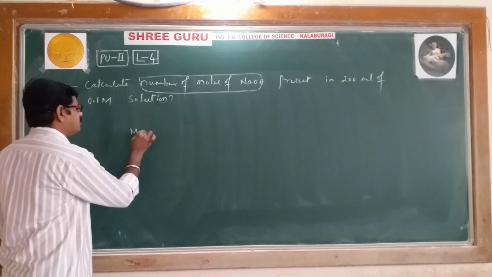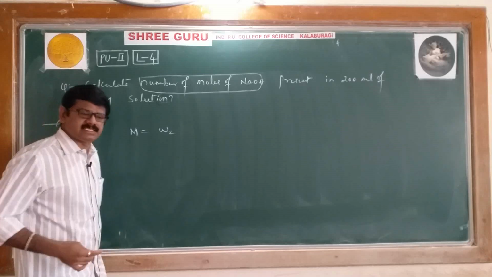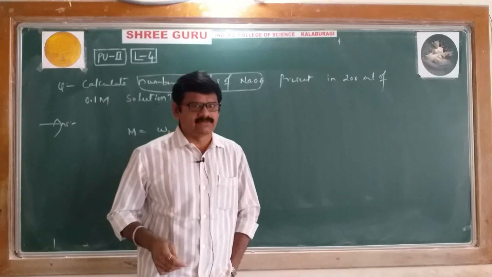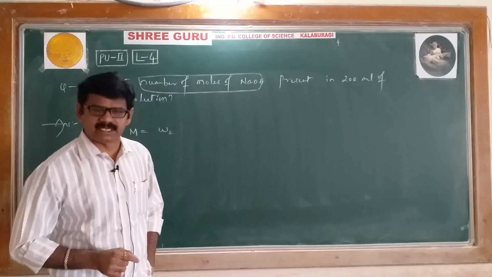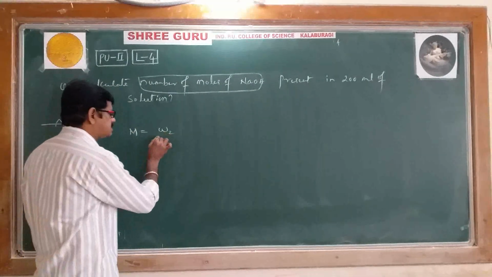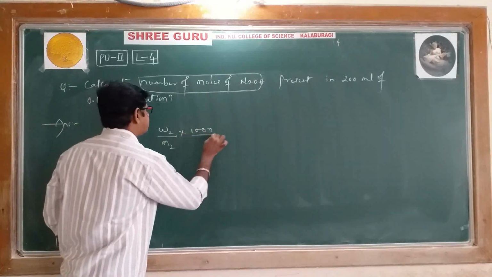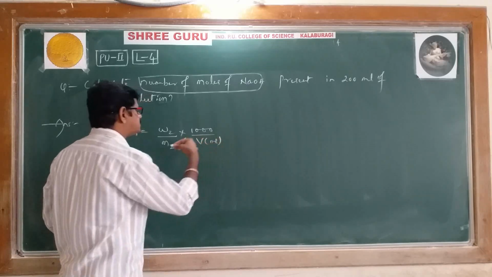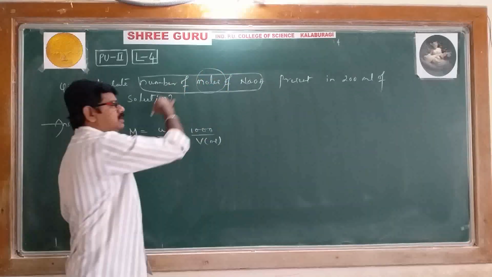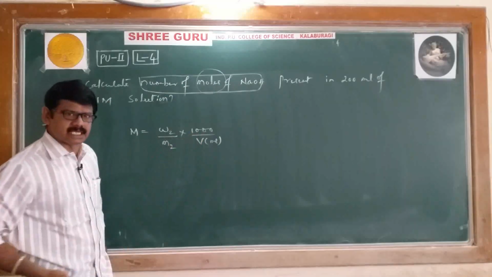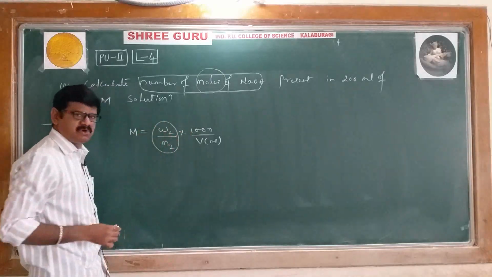What is molarity? Molarity is nothing but mass of solute. Already in the last video I explained that solvent will generally be designated with the number 1 symbol, and solute with the number 2. Therefore, it is mass of solute by molar mass of solute into 1000 divided by volume of solution in milliliters. But the question is asking for the number of moles particularly. Here, where is the moles term? Mass by molar mass is nothing but moles.